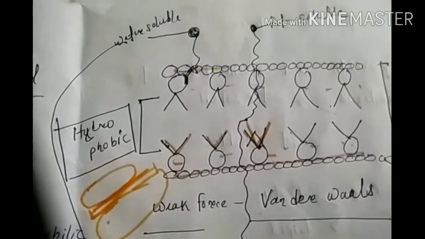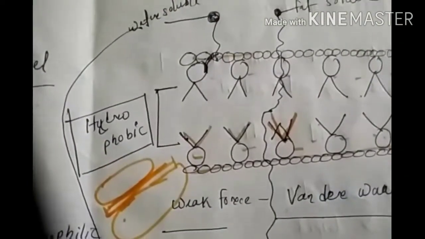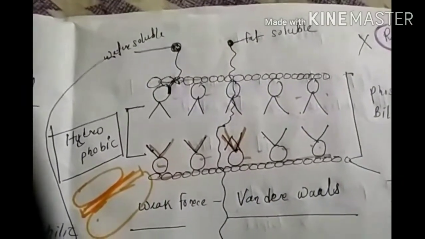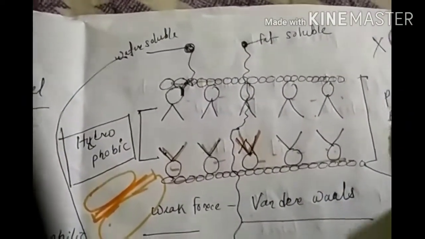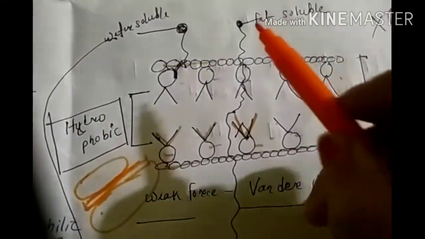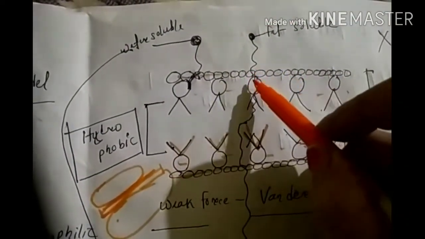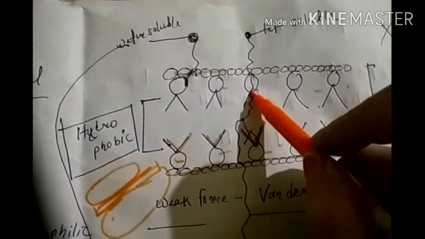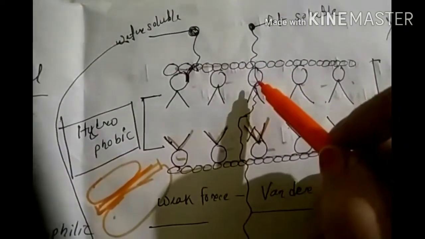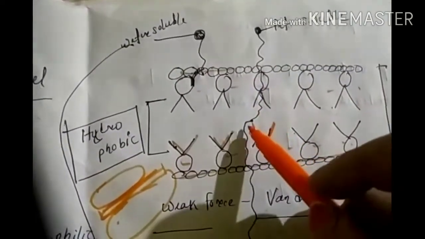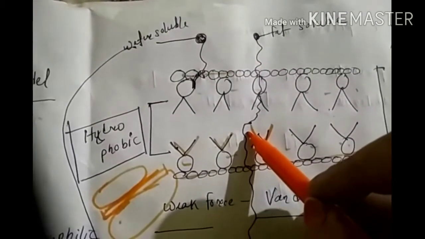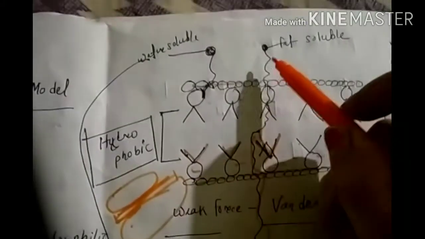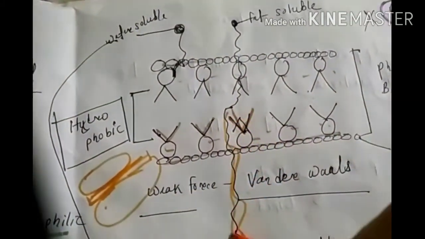So let's take an example: can a fat molecule pass through the plasma membrane? As we know, the fat molecule will pass through it, and the head part is hydrophilic, water loving, so it will pass through it. Then we can see that a fat molecule can easily pass through the plasma membrane.